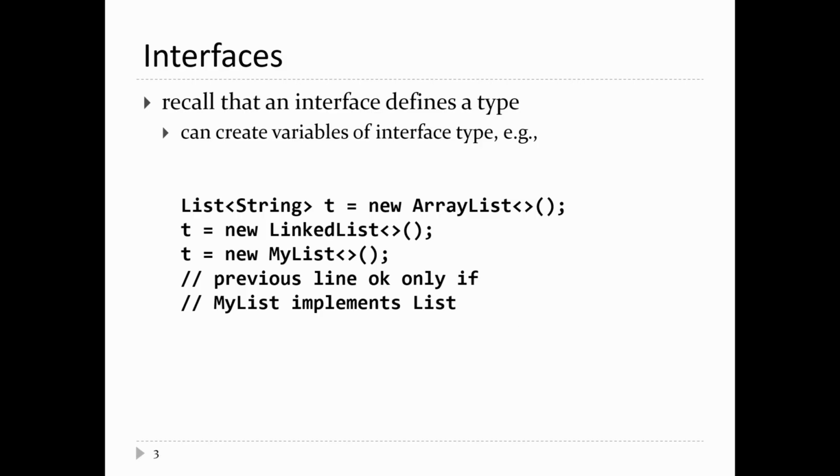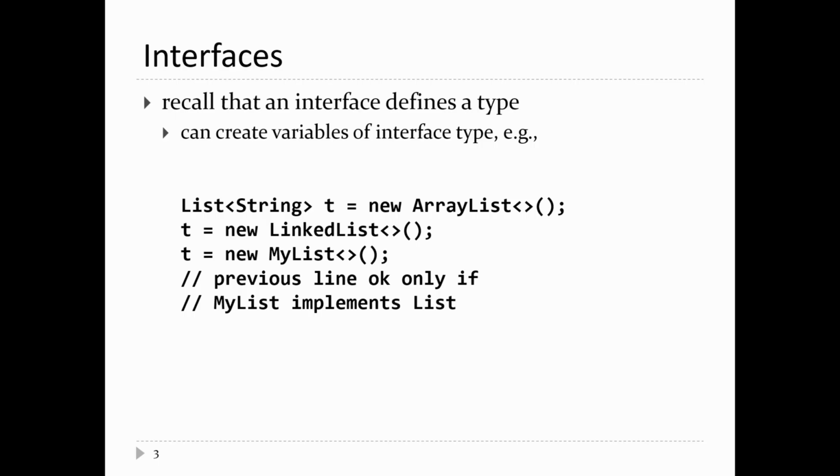Okay, so interfaces define a type, and so you can actually create a variable whose type is an interface. There's an ArrayList object on the right-hand side of our assignment, but on the left-hand side, we've got a variable t, and its type is List<String>. It's not ArrayList<String>, it's List<String>. Remember, a List is an interface. And so interfaces are, in fact, reference types in Java.